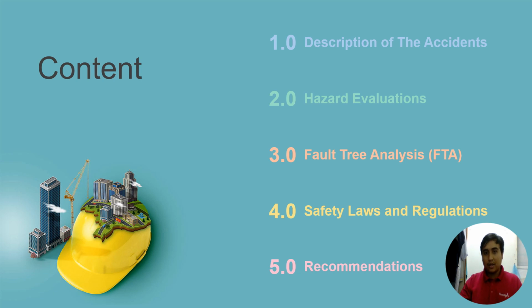Here is our content for our assignment. Number one is the description of the accident. Number two is the hazard evaluations. Number three, fault tree analysis. Fourth is safety laws and regulation, and finally, recommendation of the safety.